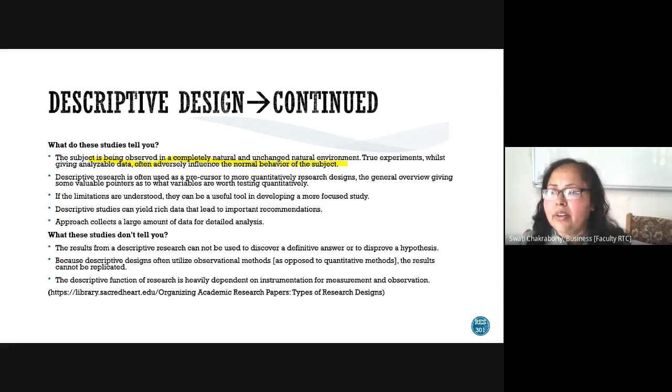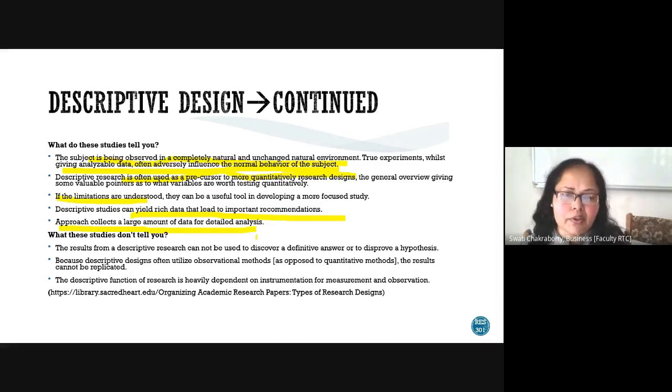Unlike true experiments, where giving analyzable data often adversely influences the normal behavior of the subject, it's often used as a precursor to more quantitative research designs. If the limitations are understood, they can be a useful tool for developing a more focused study. It can yield rich data, which leads to more important recommendations. The approach collects a large amount of data for detailed analysis, so it becomes easier when you are doing a detailed analysis.